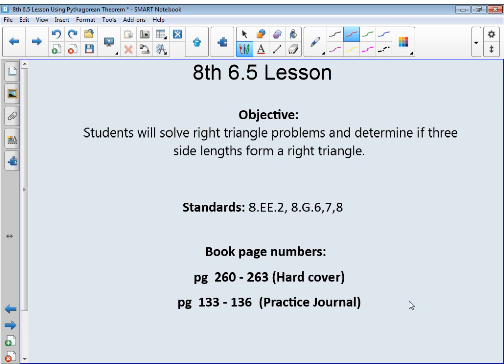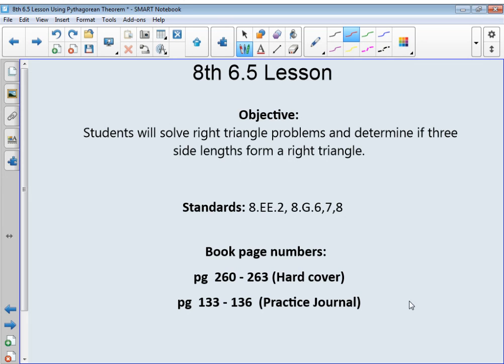Okay, this is 8th grade lesson 6.5. The objective today: students will solve right triangle problems and determine if three side lengths form a right triangle. The standards covered in this lesson are 8.EE.2, as well as 8.G.6, 7, and 8.